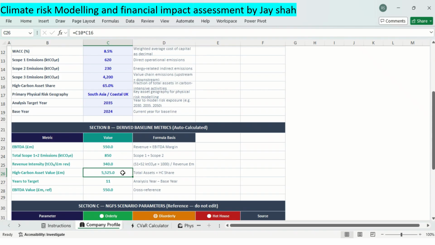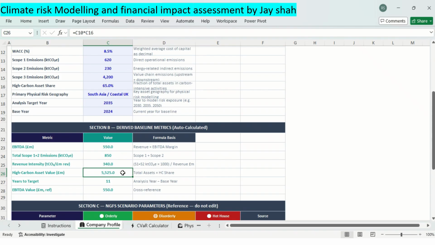For example, this Acme Energy PLC is an oil and gas based company, so almost 65% of its assets are very carbon intensive, such as coal, fossil fuels, gas and oil. That is why the high carbon asset value is very important to calculate, to understand the CVAR further.